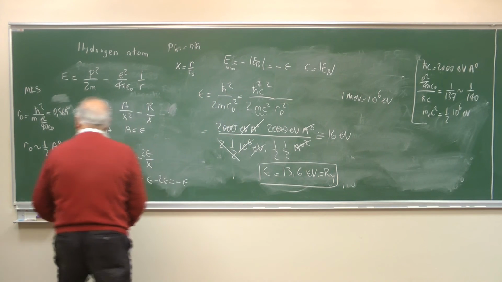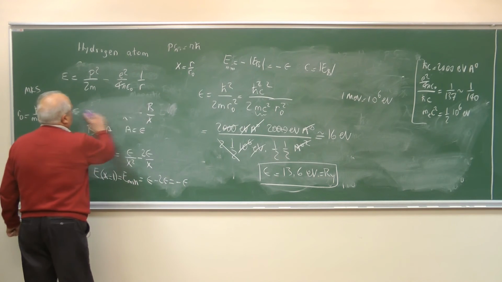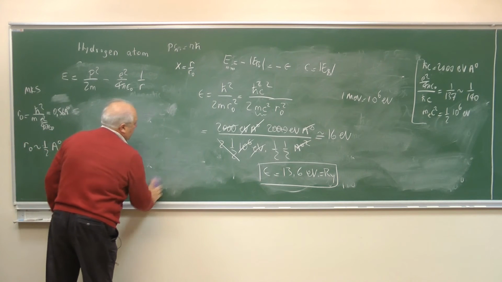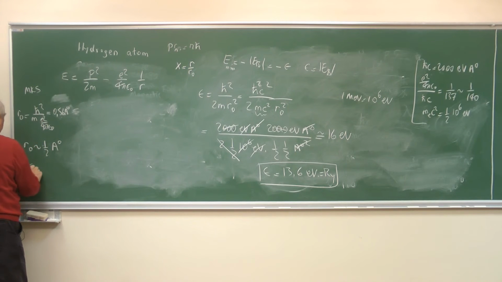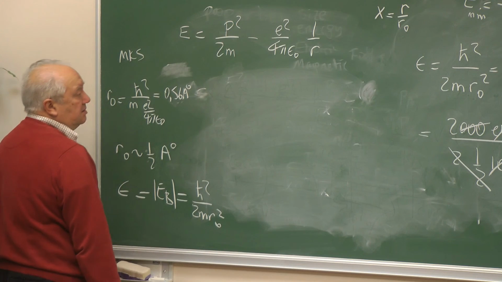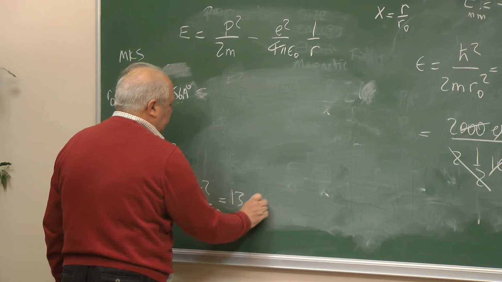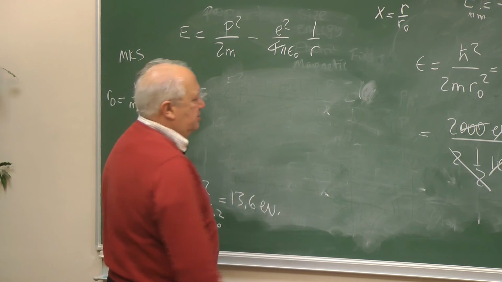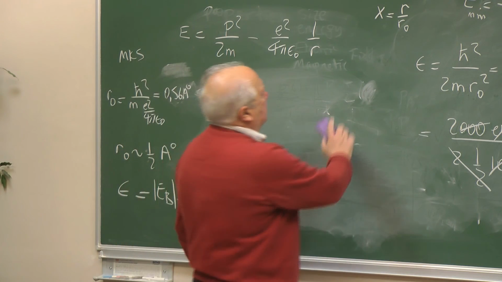All right. So let me just summarize. I am erasing this part. Let me just copy the result here. Epsilon is simply the binding energy in the ground state, which is h bar square over 2m r0 square. And that's, let's use that 13.6 electron volt. We estimated like 16, but it's okay. It is very close. So I'm erasing all this.